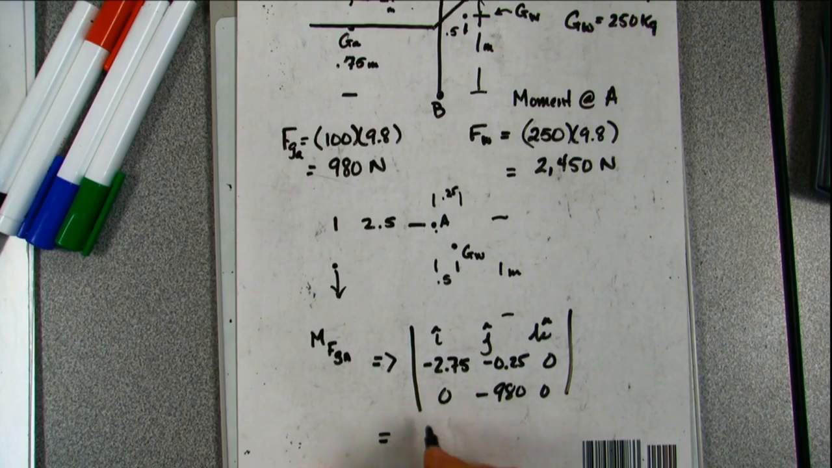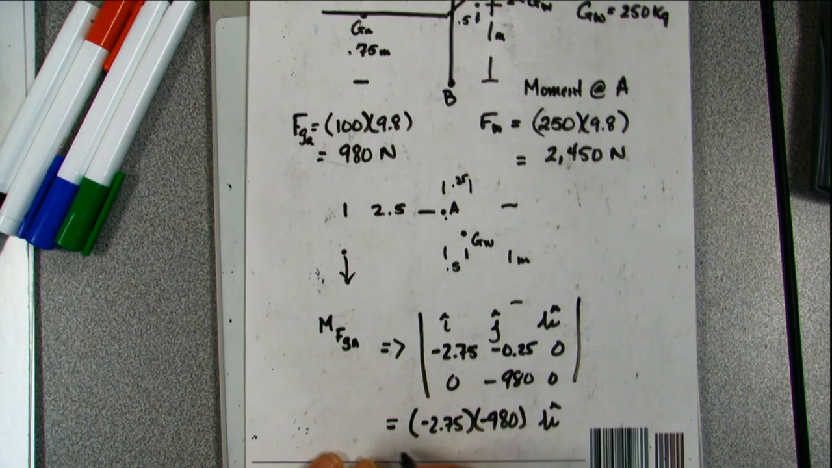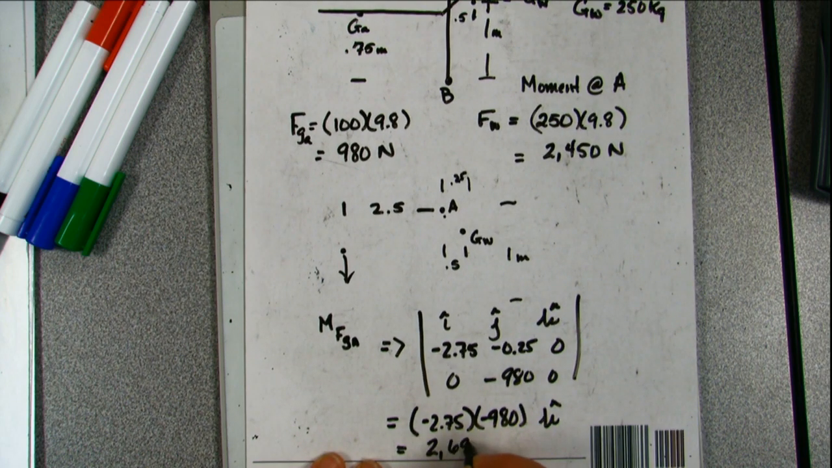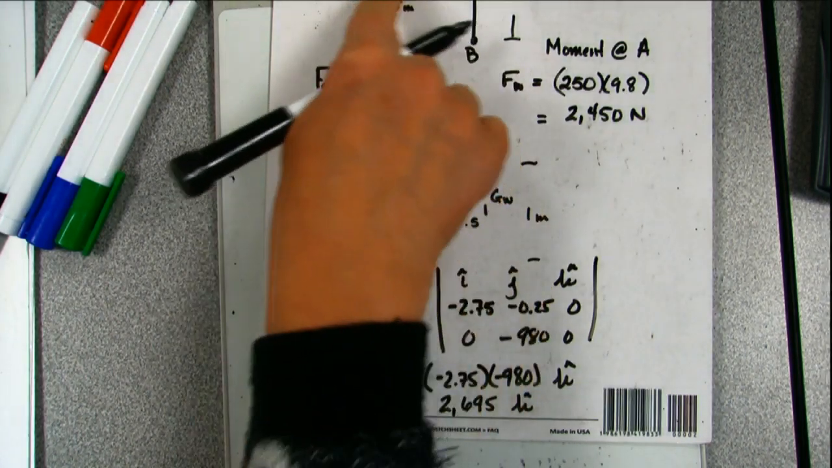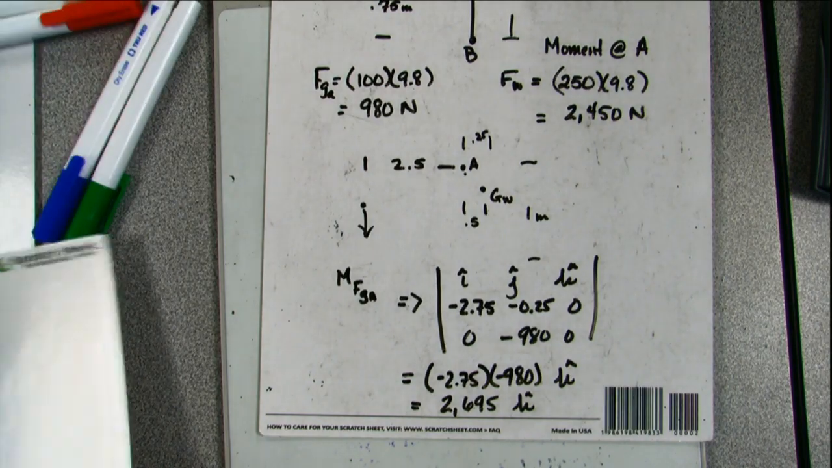So that's going to end up being negative 2.75 times negative 980 in the K direction, which gives me 2695 in the K direction. So that's the moment about K for the gate portion. I can do the counterweight.